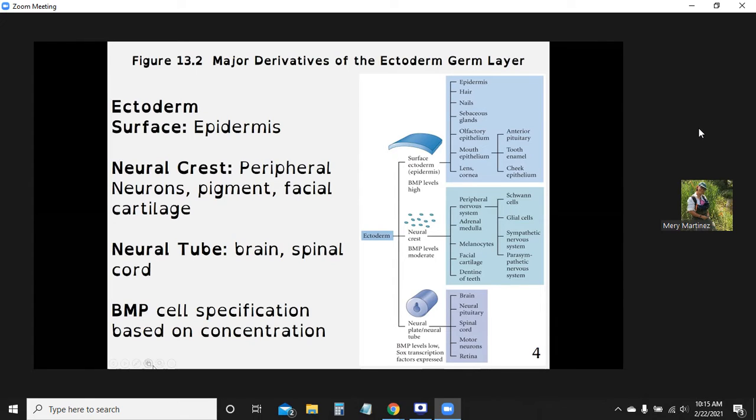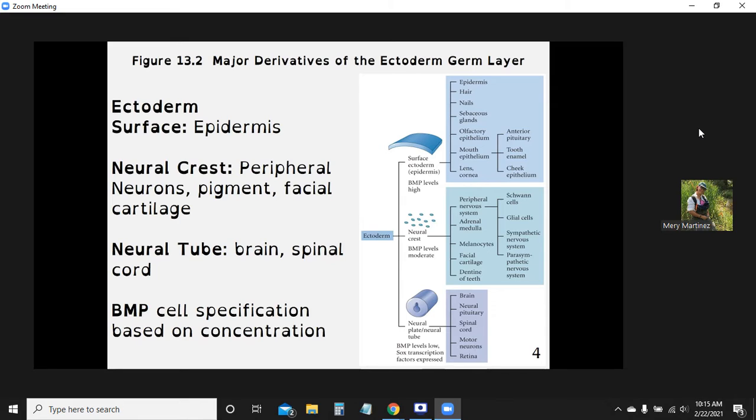Okay, so if we have low levels of BMPs, cells will be specified to become the neural plate. Intermediate levels of BMP, then you want to induce the neural crest cells. This is where we have moderate levels of BMP. These are the ones that are going to specify those cells to become peripheral nervous system cells, the adrenal, melanocytes, the facial cartilage, and the dentin in the teeth.